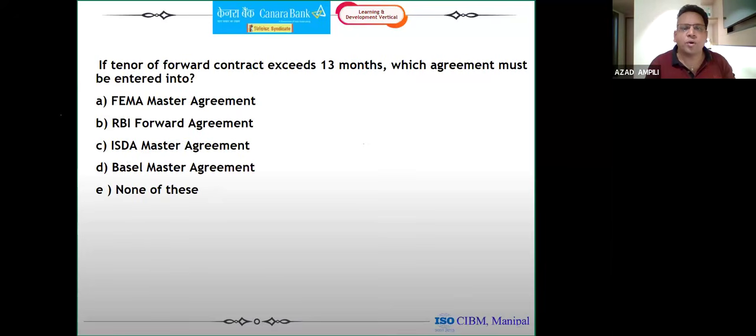If tenor of forward contract exceeds 13 months, which agreement must be entered into? ISDA. Very good. Now, what is ISDA? Can anybody write the ISDA full form? International Swaps and Derivatives Agreement.